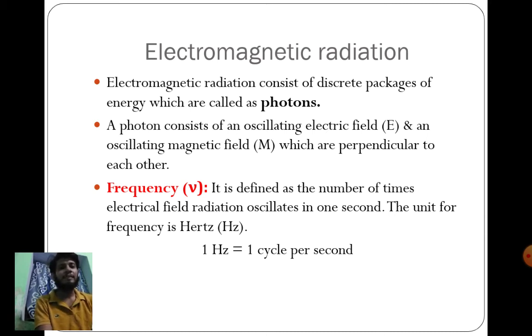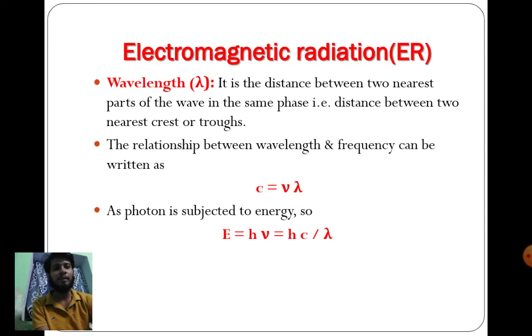So let's start with the frequency. Frequency is defined as the number of times an electric field oscillates in 1 second. In simple language, we can say that the number of times the electric field oscillates in 1 second is considered as frequency, and its SI unit is hertz, 1 cycle per second.